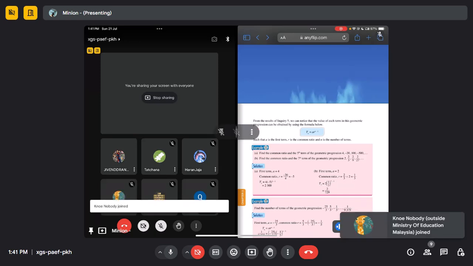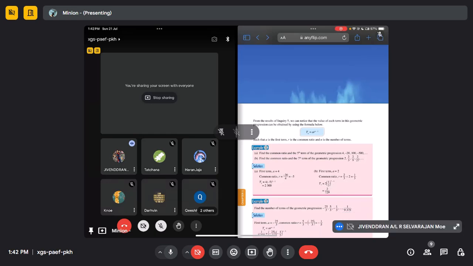So the first term, which is a, is already given in the question, which is 4. Then for the common ratio, we take the second term and divide by the first term. So you will get negative 20 divided by 4 equals negative 5. And then they're asking to find the fifth term, which is T5, n equals 5. So you sub into the equation. T5 equals 4 times bracket negative 5 to the power of 5 minus 1. Then you can use the calculator and you will get the answer 2500.